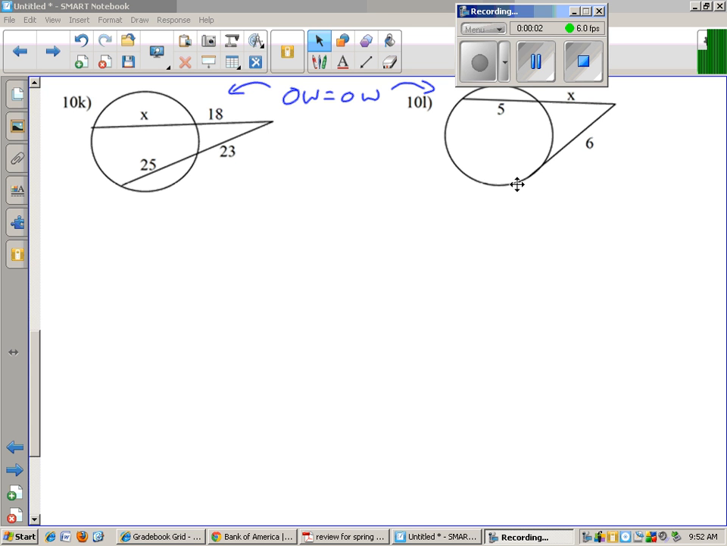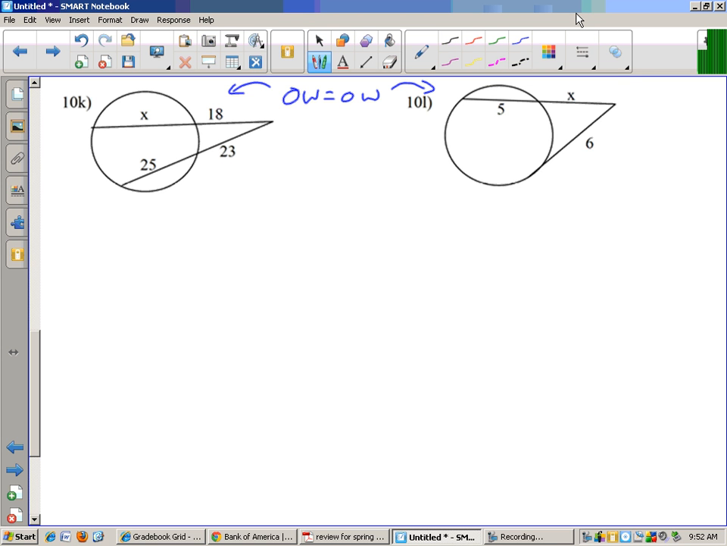Okay, we're going to start at 10K because 10L is going to take a little bit longer here. Now, we talked about how "ow" is when we intersect on the outside. So we're going to utilize "ow" here. So this is outside times whole equals outside times whole. And let's start with the top line.